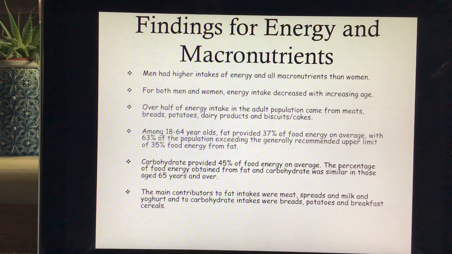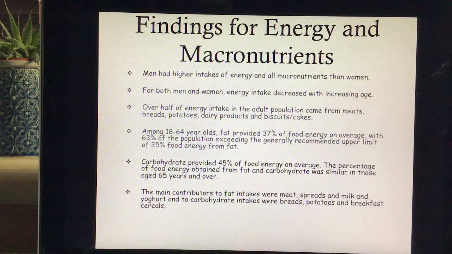Over half of the energy intake in the adult population came from meats, breads, potatoes, dairy products, and biscuits and cakes. Among the 18 to 64-year-olds, fat provided 37% of food energy on average, with 63% of the population exceeding the generally recommended upper limit of 35% of food energy from fat. So basically, you shouldn't have any more than 35% of your food energy coming from fat.